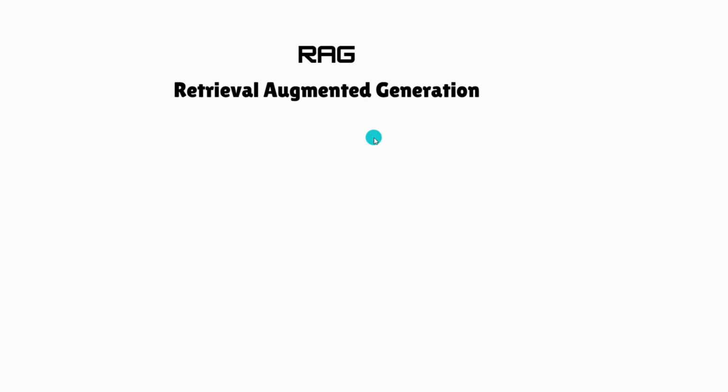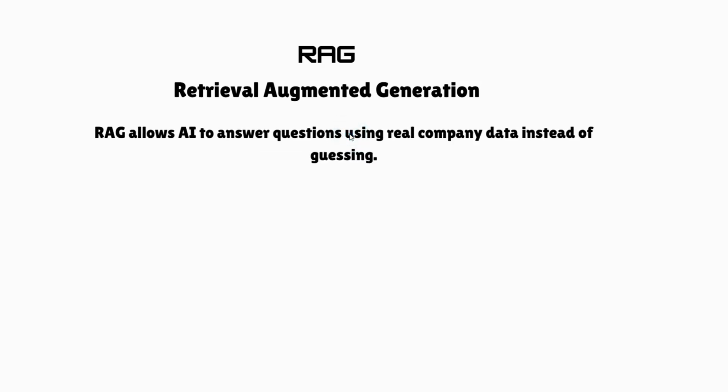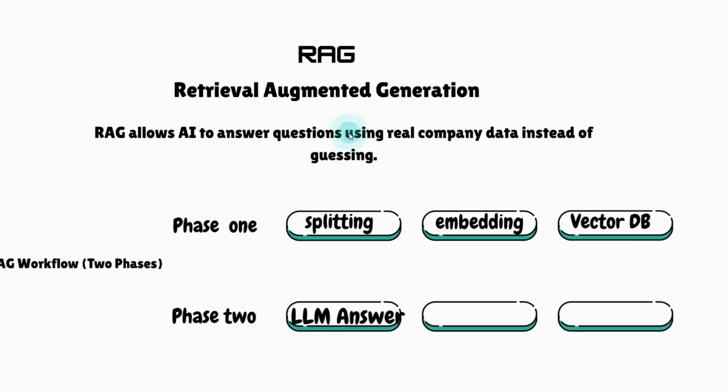In simple terms, RAG, retrieval augmented generation, allows your AI to answer questions by using your company data instead of guessing. So that's what RAG is. Now you have understood what RAG is. To build RAG, there are two phases. Phase one is the offline process, which is splitting, embedding, and creating a vector database. And phase two is where the user asks the question, the top K chunks are retrieved, and the LLM answers.